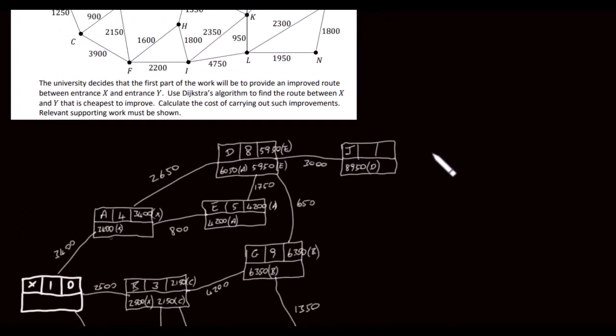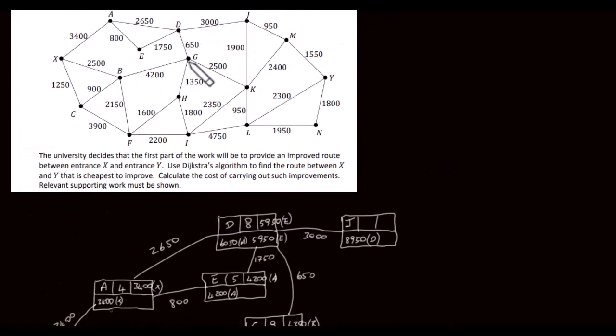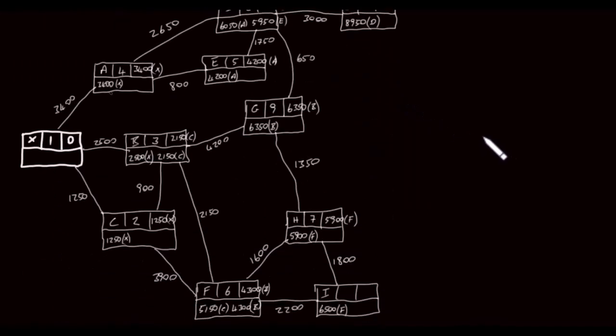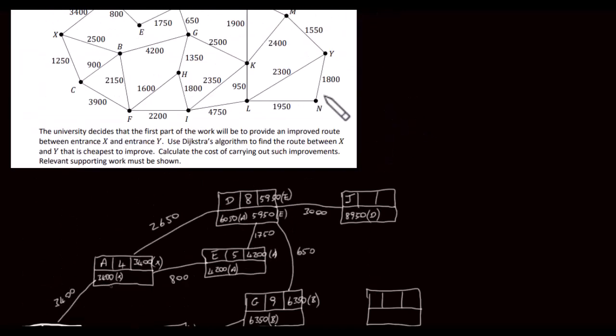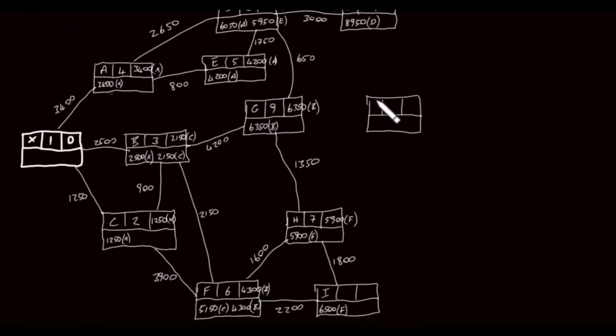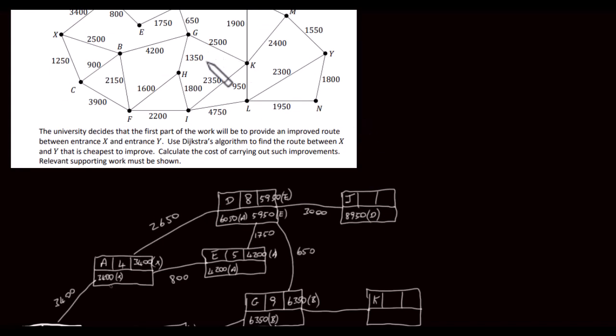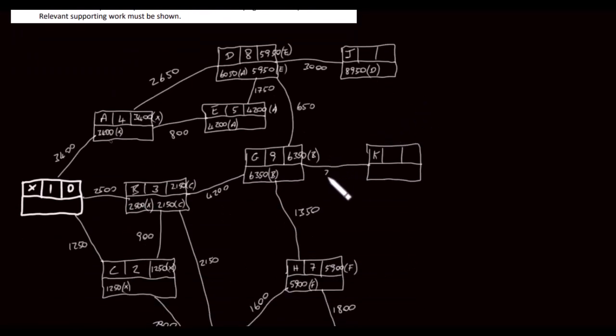So let's see what G is connected to now. G is connected to K and H. G is connected to H already. We have that here. So we just need to do a new one here. G is connected to K. So this is K here. And the weight there was 2,500. Okay, and I think that was it.